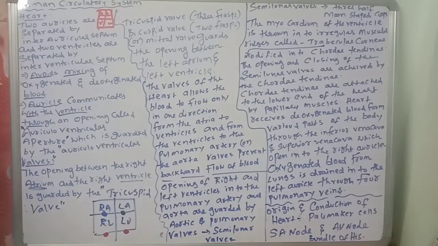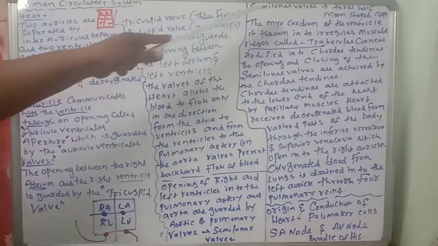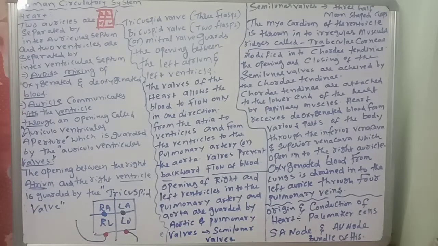So the openings of the right and left ventricles, here right ventricle, left ventricle opening, to the pulmonary artery and aorta. This is called the pulmonary artery, this is called the aorta. This is the pulmonary valve, and the aortic valve. Together they are called semilunar valves. So semilunar valves are three half moon shaped cusps.